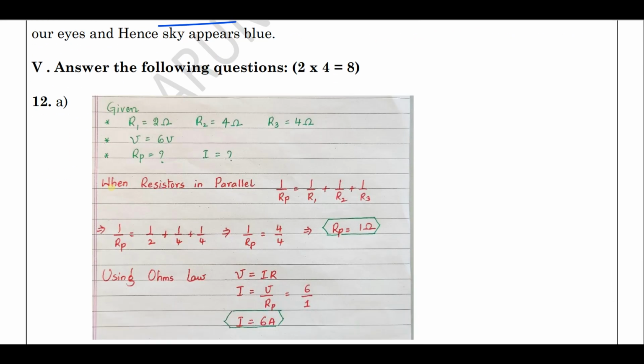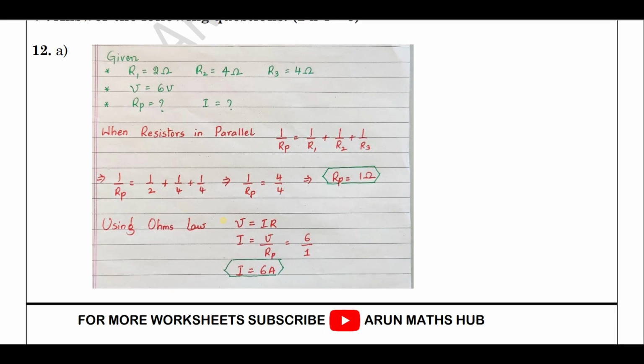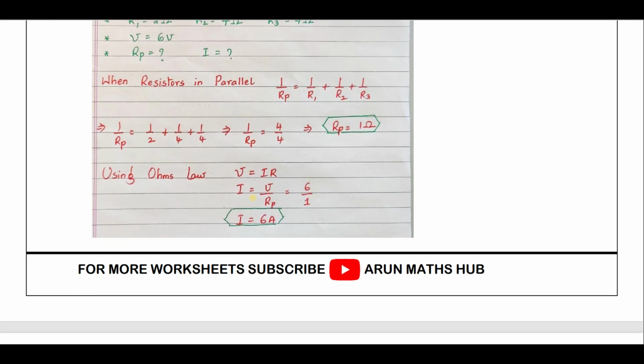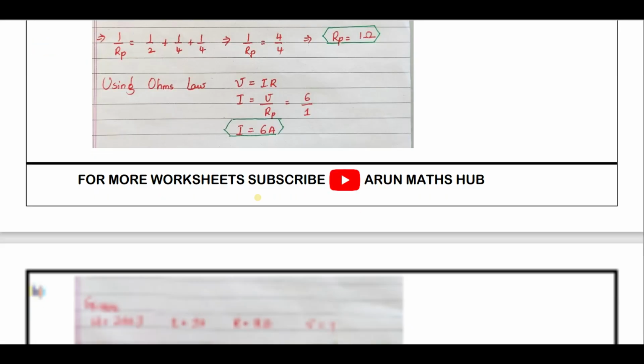12th question. Given R1 equals 2 ohm, R2 equals 4 ohm and R3 equals 4 ohm, V equals 6 volts, we need to find out the effective resistance, or the total resistance, when it is connected in parallel. So 1 by Rp equals 1 by R1 plus 1 by R2 plus 1 by R3. By simplifying, we get Rp equals 1 ohm. By using Ohm's law, we get I equals 6 ampere.